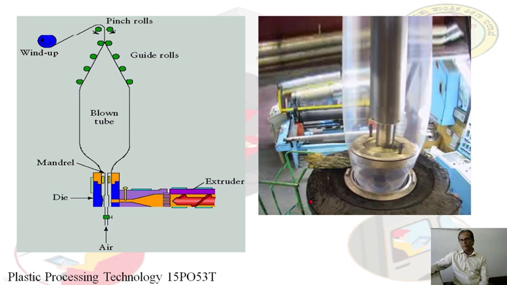This is the blown film die from which the molten plastic material is emerging, and inside also we can pump the air. From outside you can pump so that it comes out through the nozzles, and the bubble size can be maintained, that is shown here. This is the blown film which is on line, and it is next flattened here and then it is wound.